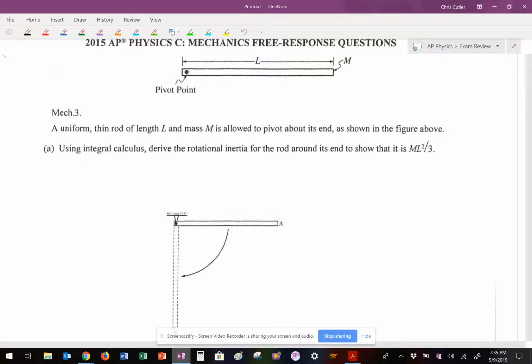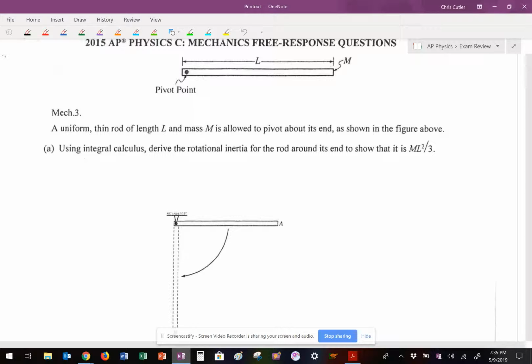All right, we are starting with the first one of the packet, the 2015 third question from the mechanics exam. Here we go. A uniform thin rod of length L and mass M is allowed to pivot about its end, as shown in the figure above. Notice that we have a long thin rod pivoting about one end. We should remember that the moment of inertia should be 1/3 ML squared.